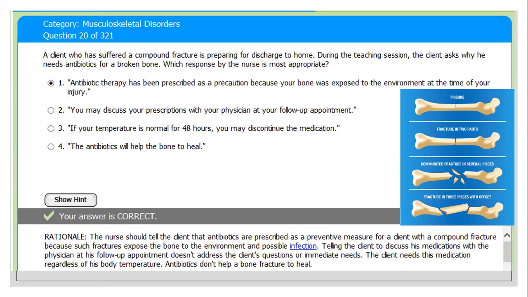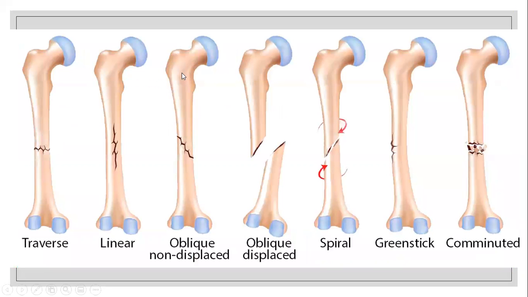What is a compound fracture? In this picture, we can see different kinds of fractures. If the fracture is like this, transverse, we call it a transverse fracture. If the fracture looks like a line, we call it a linear fracture. If the fracture is oblique but non-displaced, we call it oblique. This is oblique and displaced, so it is called an oblique displaced fracture. This is an example of a spiral fracture, and this is the greenstick fracture.